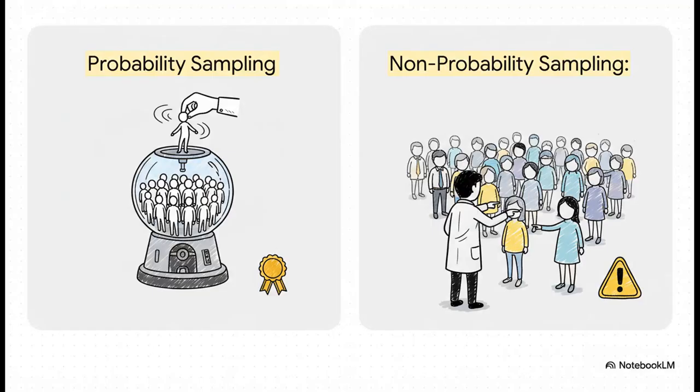Now, sampling methods are kind of split into two big families. On one hand, you have probability sampling. This is the gold standard. It means every single person in the group has a random chance of being chosen. Because it's random, you can be pretty confident that your results apply to the whole group. On the other hand, you have non-probability sampling, which is usually based on convenience. It's way easier, but you have to be really careful about making big claims about the entire population.